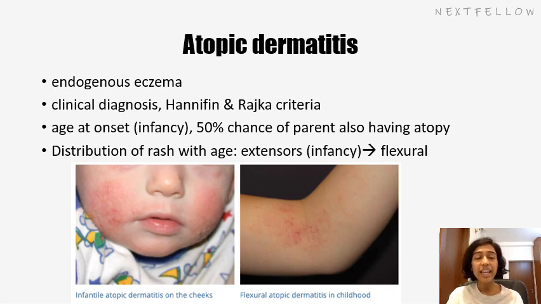The age at onset in atopic dermatitis is typically in infancy or in the first 2-3 years of life, and there's always a 50% chance one of the parents would also have an atopic history. The distribution of the rash is very typical. In infancy, it's usually on the face, on the cheeks, and sometimes on the extensor aspects. And slowly with age, in the next couple of years, it will progress to the flexural aspects, right? In the cubital and the popliteal fossa and the neck folds as well, as you can see here.